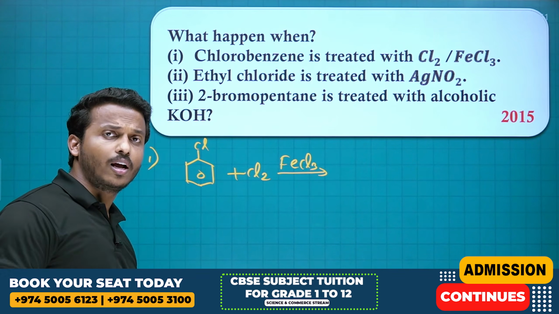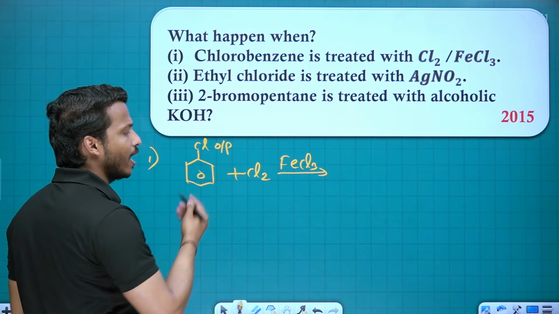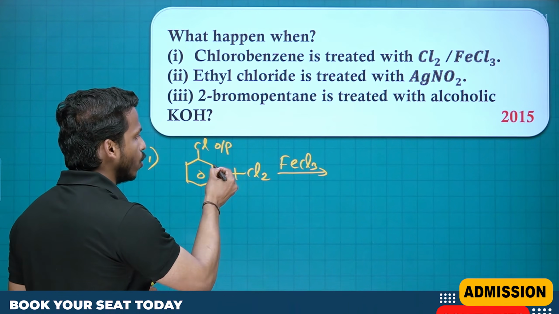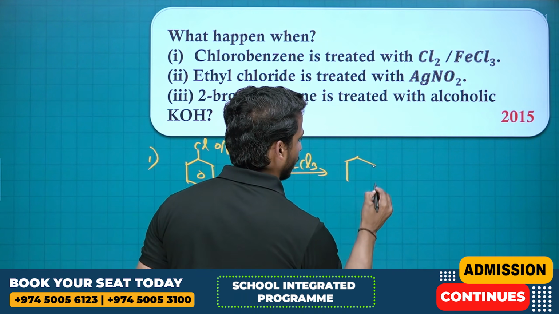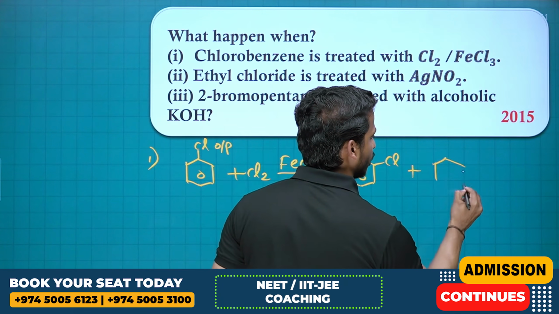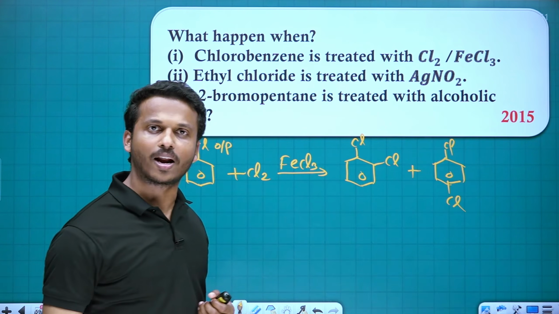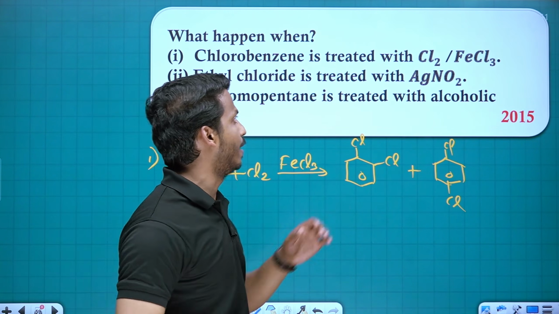Now what happens when, again 2015, chlorobenzene is treated with chlorine in the presence of FeCl3? This is our electrophilic substitution. Halogens are ortho-para directing groups. So already one chlorine is there. One chlorine comes to the ortho position and one chlorine comes to para. Ortho dichlorobenzene and para dichlorobenzene we get, and this is major.